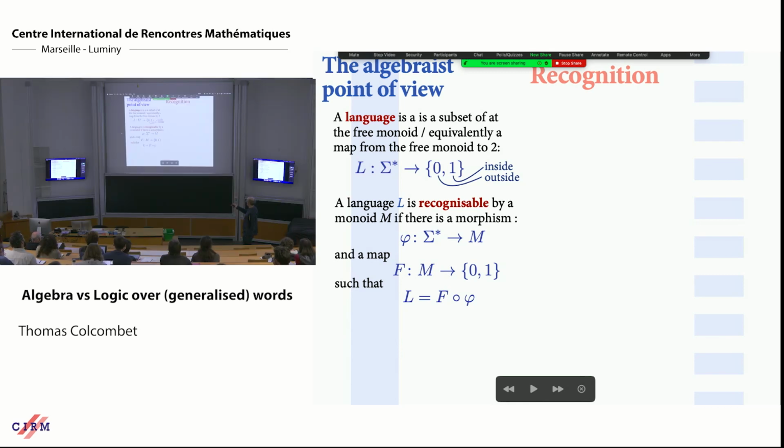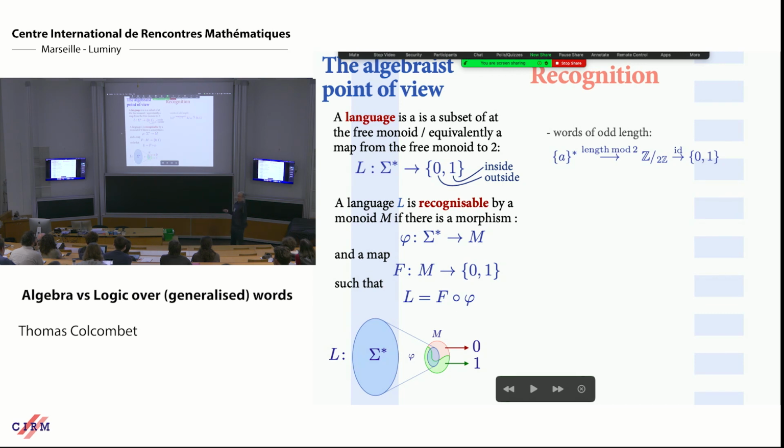And also, this notion is, of course, something interesting for a computer scientist, because you can encode a morphism by just giving the image of the letters. Okay, so typically this is how you can see it. You have your set of words, you send them by morphism to some monoid M. So in general, it does not cover the whole monoid. And then this monoid is split into two pieces, the ones that are sent to 0 or 1, the ones that are accepted and rejected.